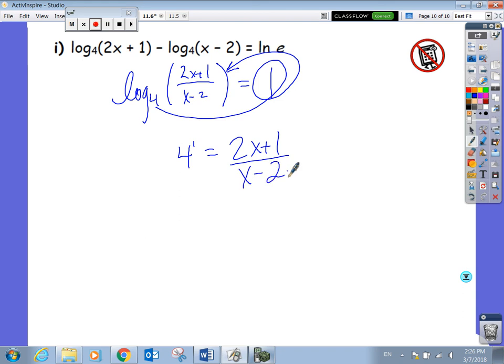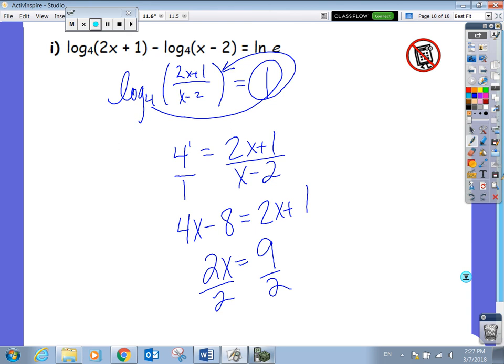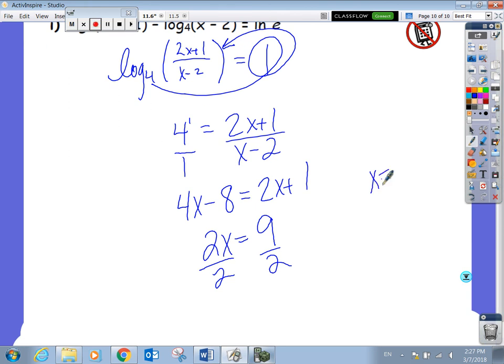And now, again, it's a simple problem. You can multiply by x minus 2 on both sides, make it a proportion and cross multiply. 4x minus 8 equals 2x plus 1. Subtract 2x and get 2x. Add 8 and get 9. And then just make sure 9 over 2 works. The first one's positive, the second one, both arguments are still positive when you plug in 9 over 2. And so there's your answer.